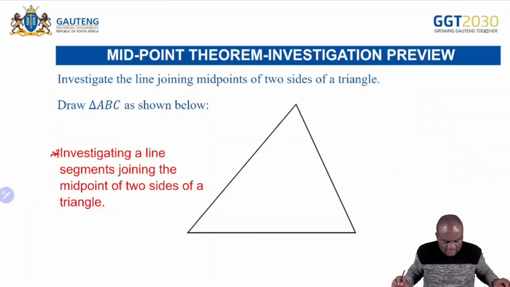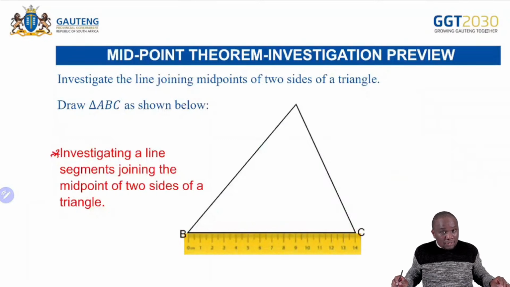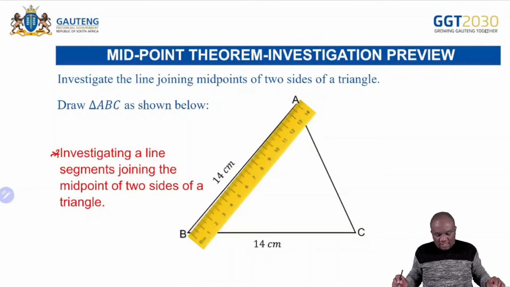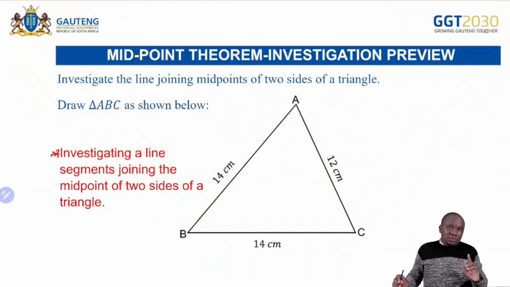We're going to investigate a line segment joining the midpoints of two sides of a triangle. So we're going to have our triangle. You will draw your triangle later. We're going to measure the sides of the triangle. We measure and find that this one is 14 centimeters, this one is 14 centimeters, and then this one is 12 centimeters. That's what we're going to do. But remember, it's not about an isosceles triangle only. It's by coincidence that here I have an isosceles triangle. It can be any triangle: scalene, right angle triangle. What we're doing now can be for any triangle.